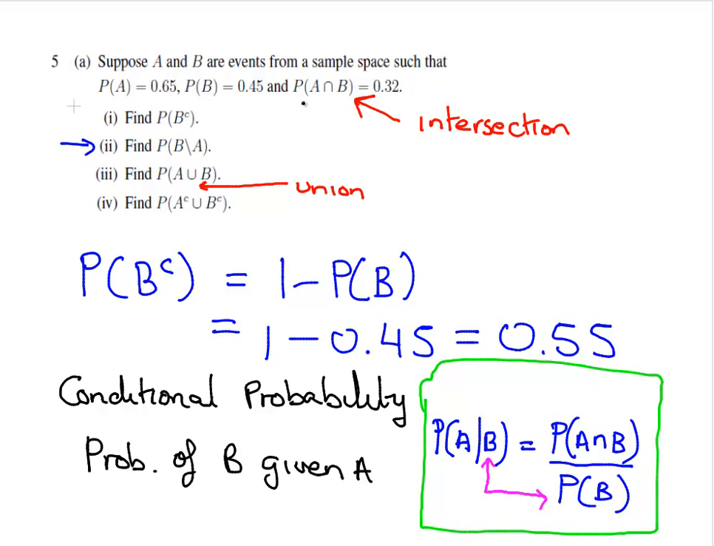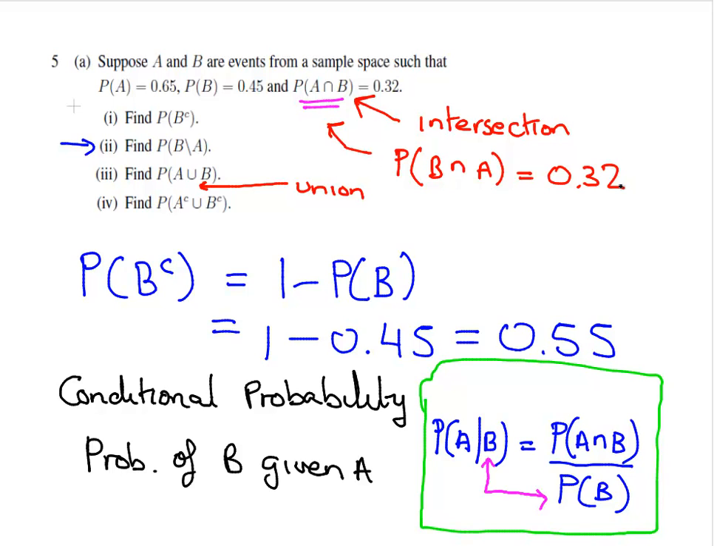Just as another remark, we have the probability of A intersection B. That can be written as the probability of B intersection A. They're exactly the same thing. It's just taken from the point of view of the other variable or the other event, the probability of B intersection A. So that's an important thing there to remember.